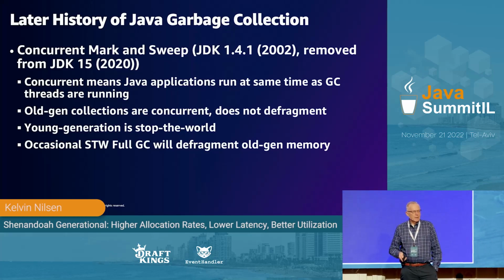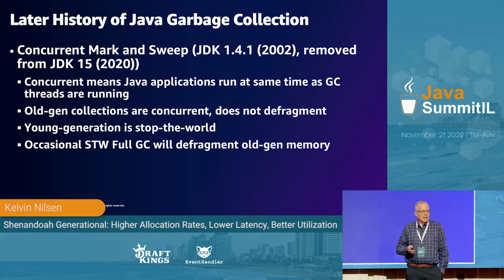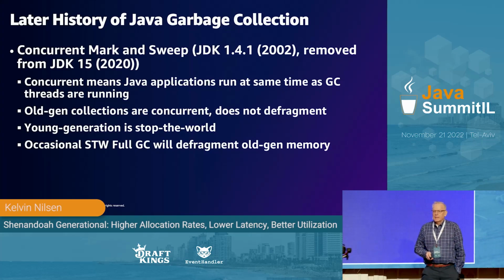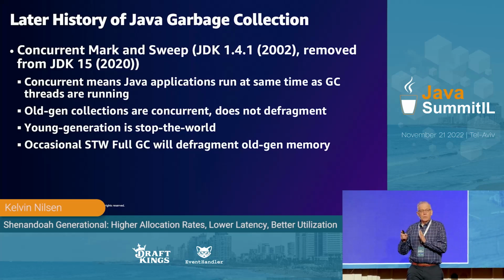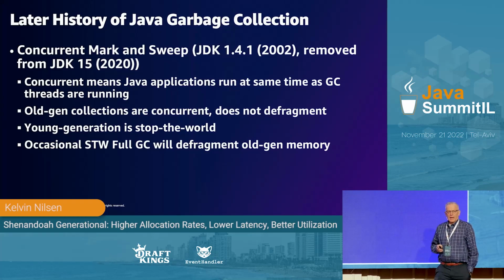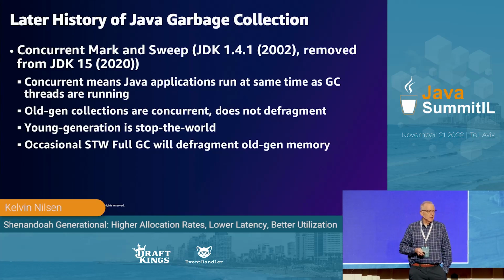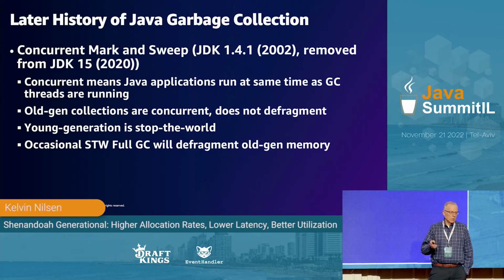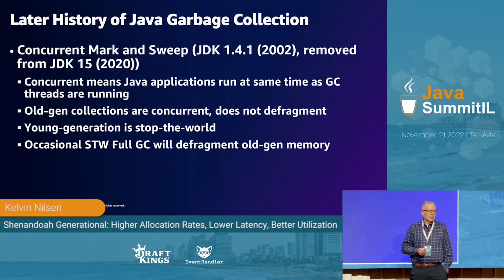One of the shortcomings of the concurrent mark and sweep, the CMS garbage collector, is that it did not defragment memory. Garbage was reclaimed, but it could be scattered throughout the heap, and this could create problems. And so CMS had a fallback mechanism that if the memory became too fragmented, it would stop the world, and I use STW to abbreviate that, and it would fully defragment the old gen memory.